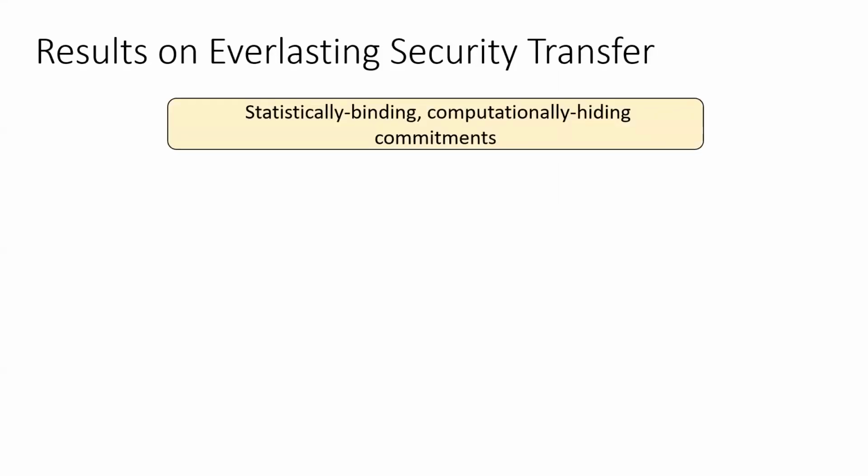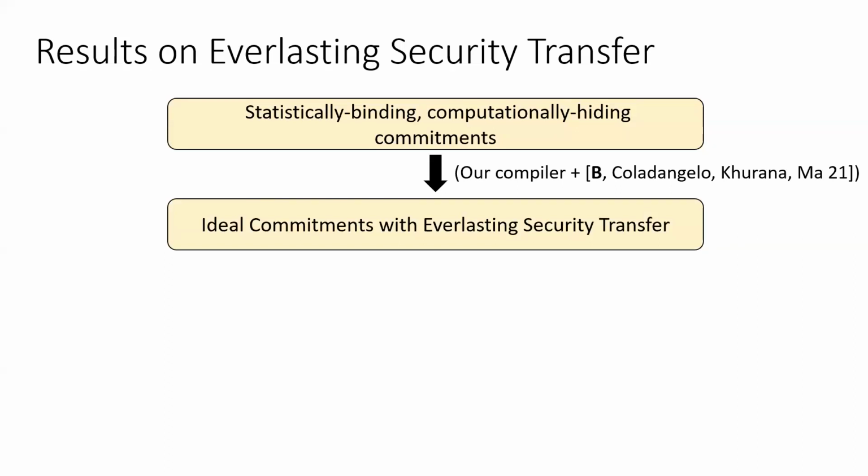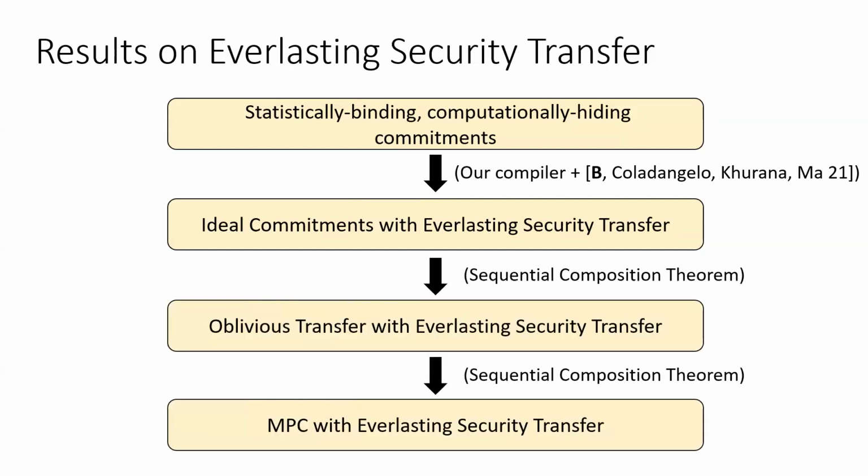So we start with standard statistically binding computationally hiding commitments, okay? And what we do is we can use a couple invocations of our compiler plus some ideas from this prior work to build what we call ideal commitments with everlasting security transfer. So these are commitments that satisfy this ideal commitment functionality. And then once we have that, we prove this sequential composition theorem for protocols with everlasting security transfer, which allows us to rely on prior work that shows how to take ideal commitments plus quantum communication, build OT, and then build MPC from that.